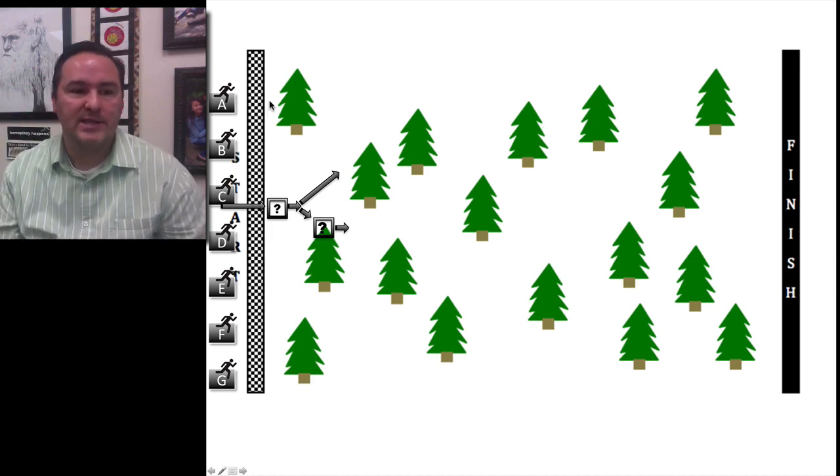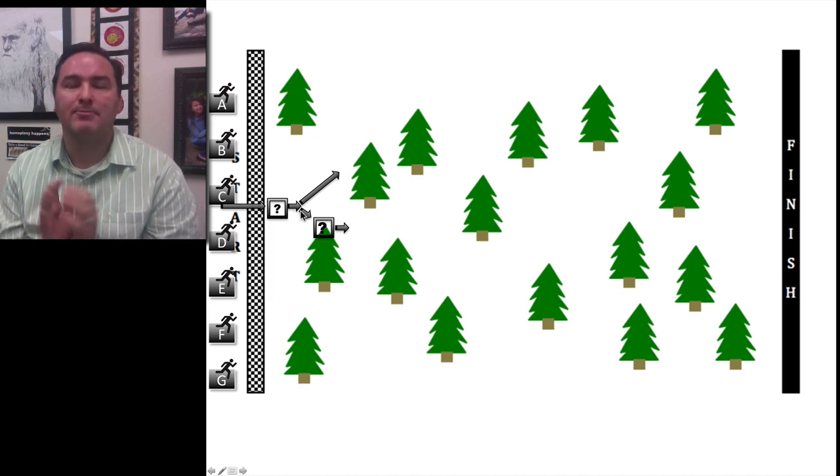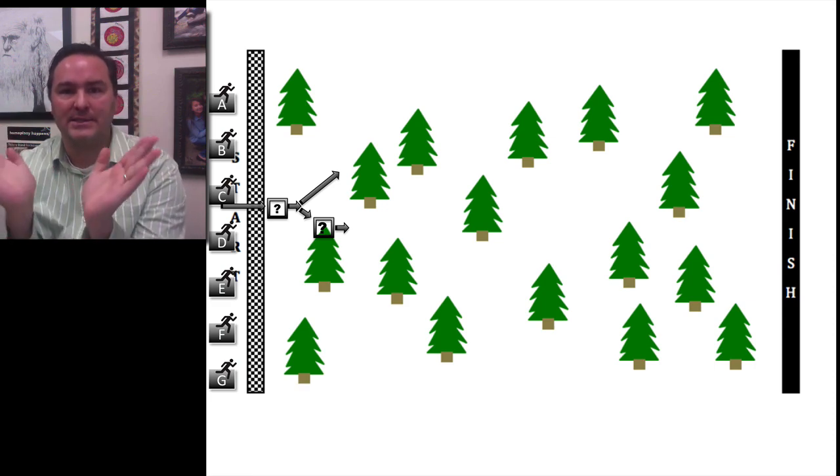Okay, so we're going to send these runners into the forest. They all start through a starting gate, one single pathway, and we know that this pathway diverges throughout the forest, and it always is bifurcating. In other words, it always divides into 2.